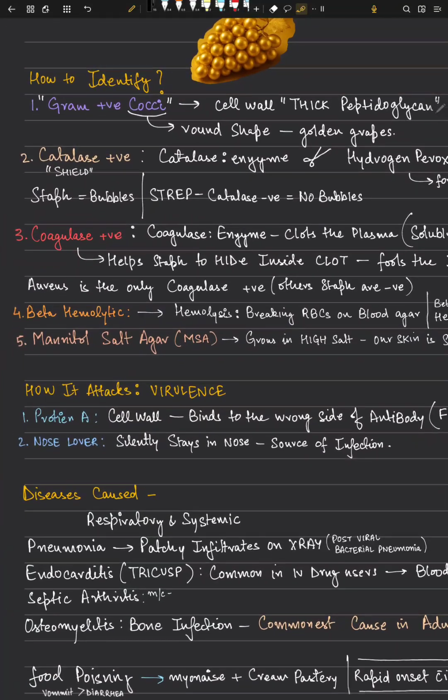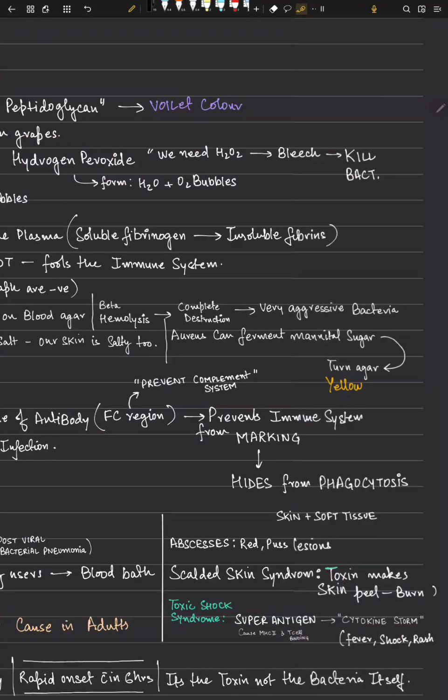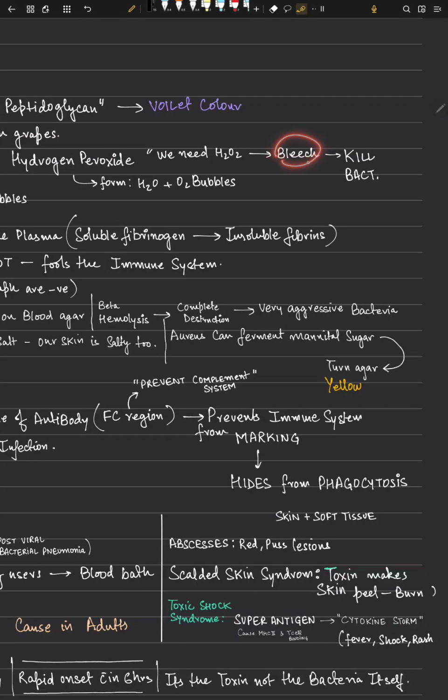Okay, what about catalase? Well, they are catalase positive. How to know if it's a staph or a strep? Staph is always catalase positive and strep is catalase negative. What is catalase? Catalase is an enzyme that breaks down hydrogen peroxide, H2O2. And why do we need hydrogen peroxide? We need it to form bleach. Yes, we can form bleach to kill bacteria.